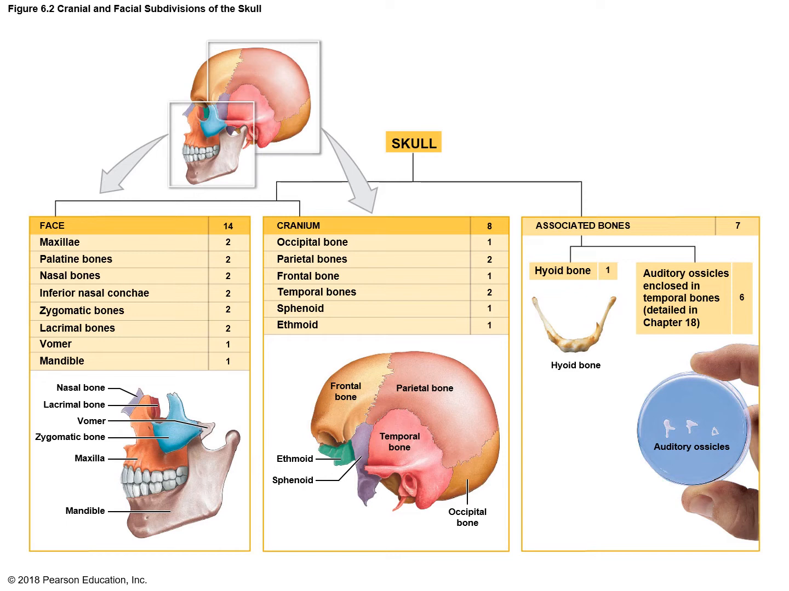And notice how some of them are one bone, like the vomer, the mandible, the occipital bone, the sphenoid, the ethmoid bone, even that frontal bone. They're typically going to be in the middle of the body too. And these other bones, they're going to be on the outside of the body, more lateral. Okay.